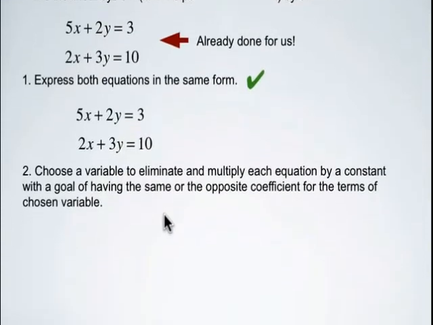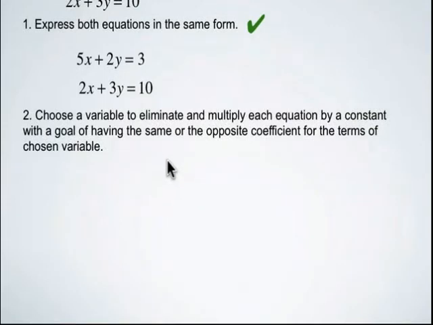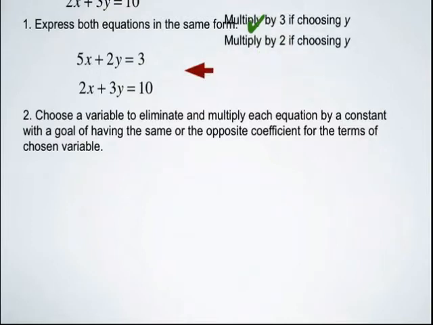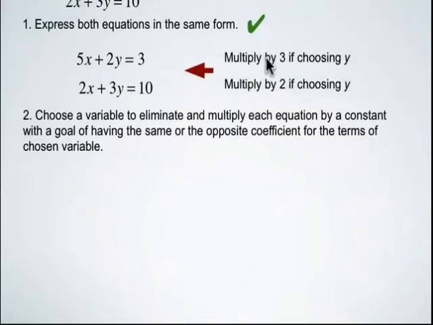Now we have to eliminate one of our two variables by multiplying each equation by a constant in order to get the same coefficient or the opposite coefficient for our chosen variable. So what we're going to do here is multiply both sides of the first equation by 3 and both sides of the second equation by 2 because we're going to eliminate y.